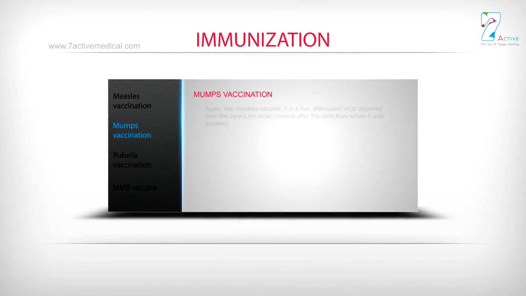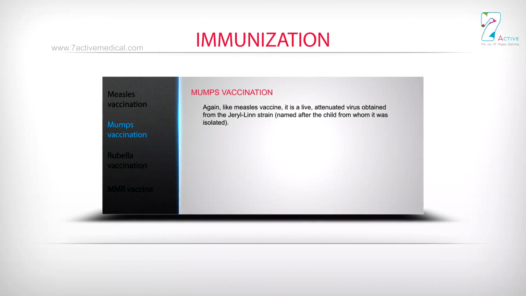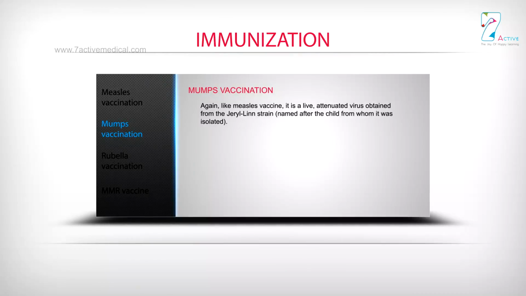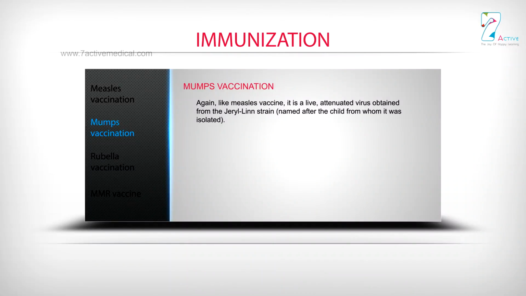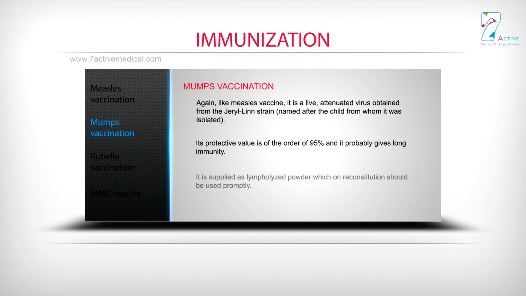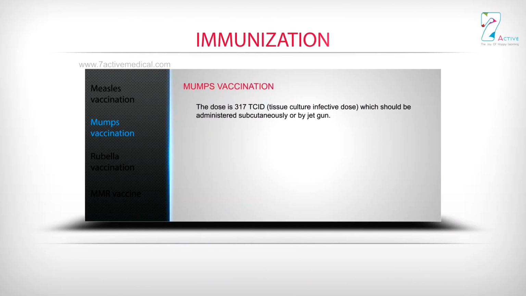Mumps vaccination. Again, like measles vaccine, it is a live attenuated virus obtained from the Jeryl Lynn strain, named after the child from whom it was isolated. Its protective value is of the order of 95%, and it probably gives long immunity. It is supplied as lyophilized powder, which on reconstitution should be used promptly. The dose is 5000 TCID, tissue culture infective dose, which should be administered subcutaneously or by jet gun. Mumps vaccine is very safe.